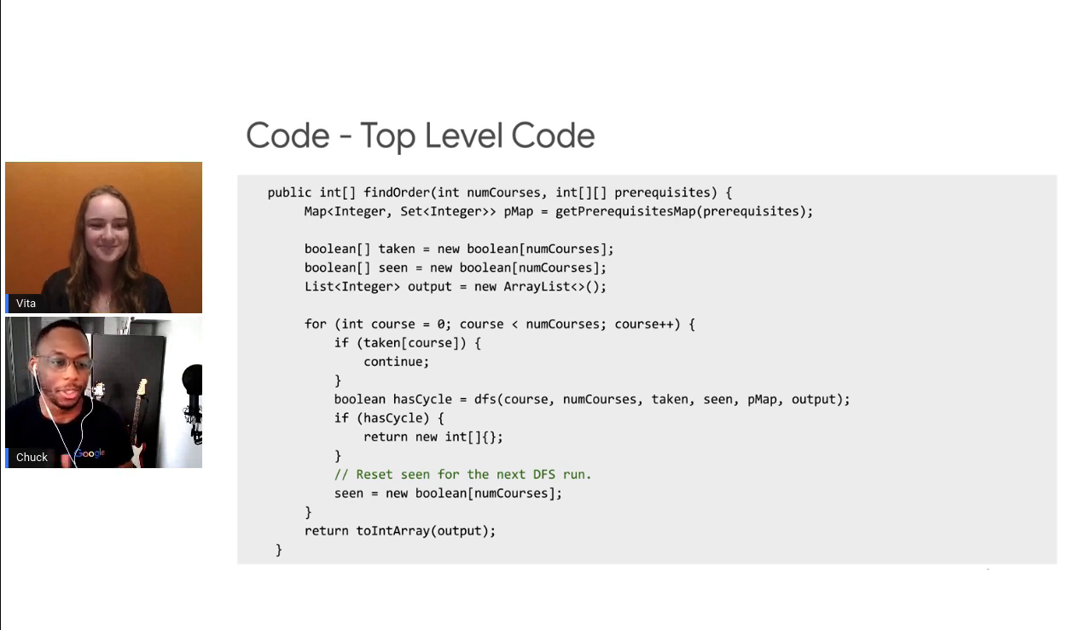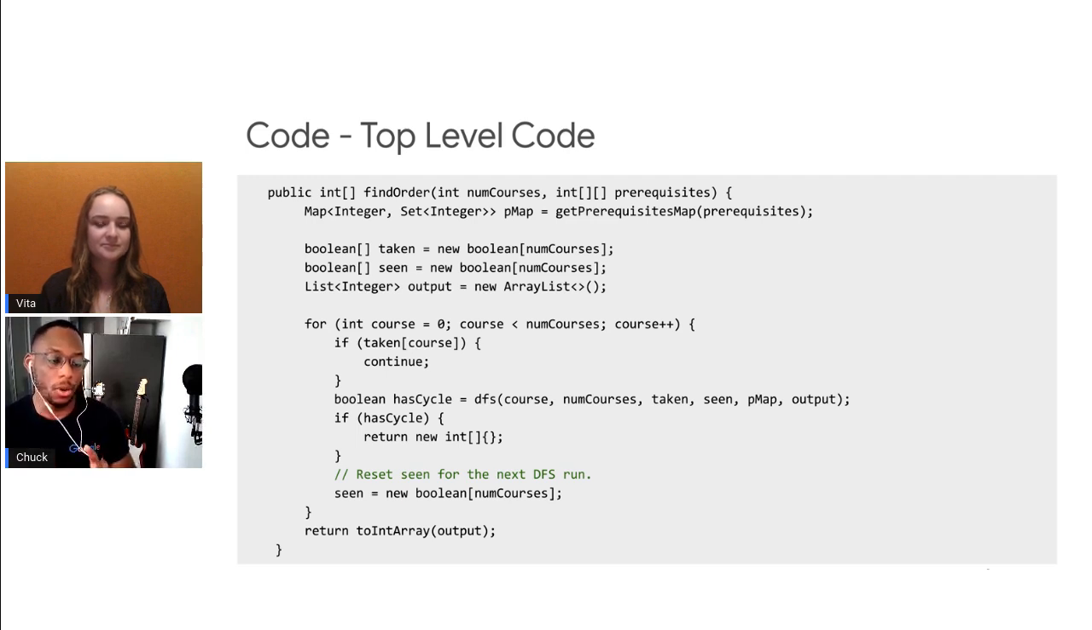Okay, here's the code, right? Here's the code. So the first line, not ignoring the function header, the first line, this is where we construct the adjacency list. Then the next 3 lines are going to be setting up our taken, seen, and output structures like we talked about.